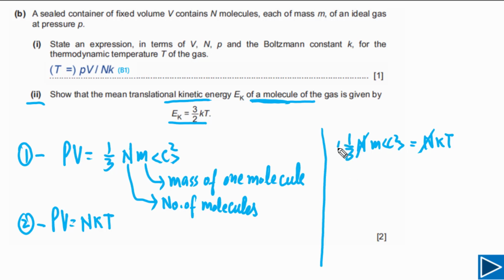We can also multiply this side by 3, so we also have to multiply this one by 3. So this one we can cancel here, so we are left with mc², meaning mass of molecule times mean square speed, and this is equal to 3kT. Now if we divide both sides by 2, simply we can say that this is the kinetic energy of a molecule.